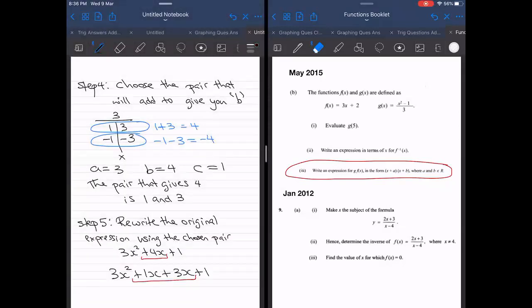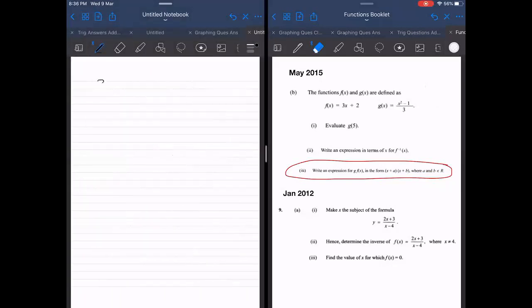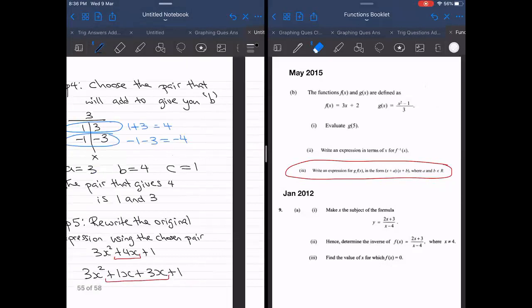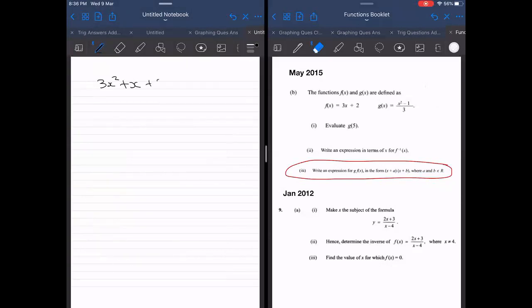All right, so what we have is 3x squared plus x plus 3x plus 1.